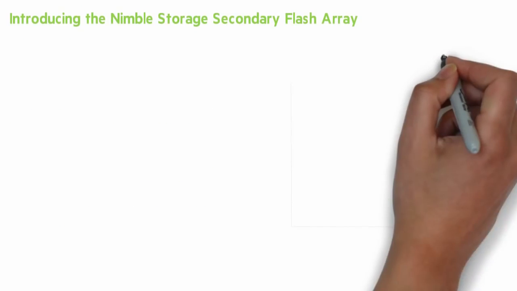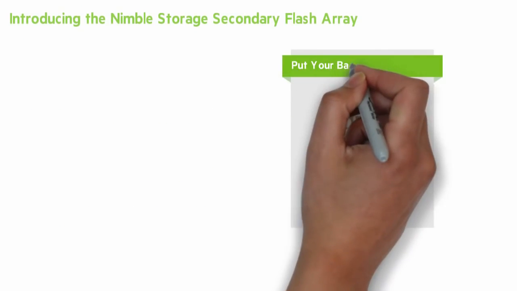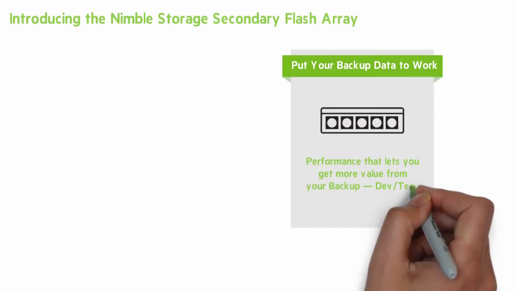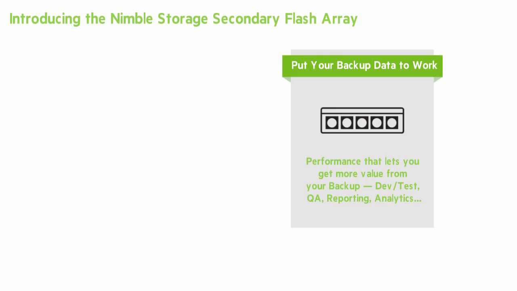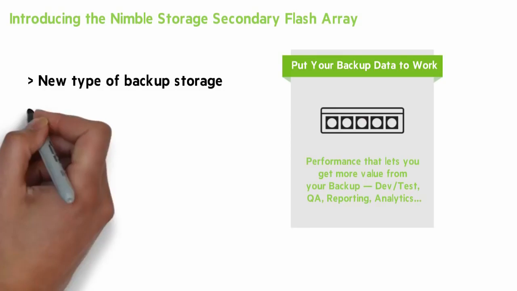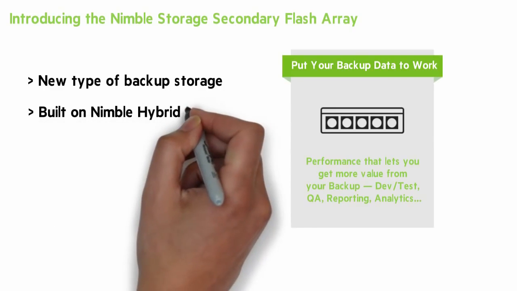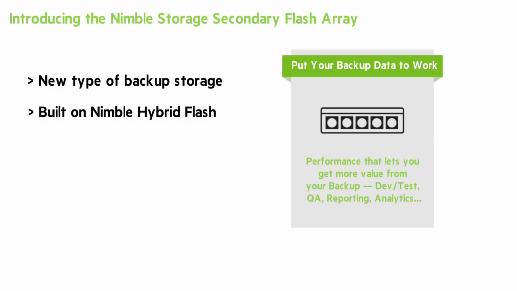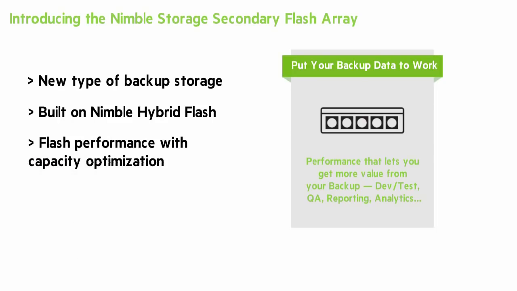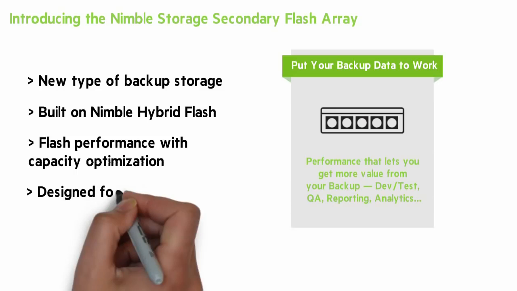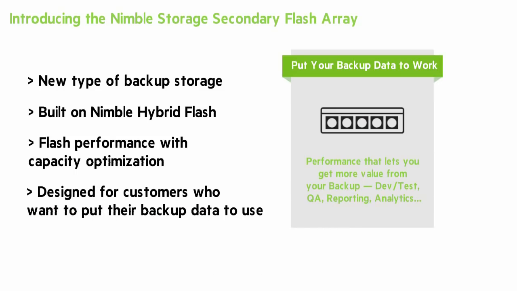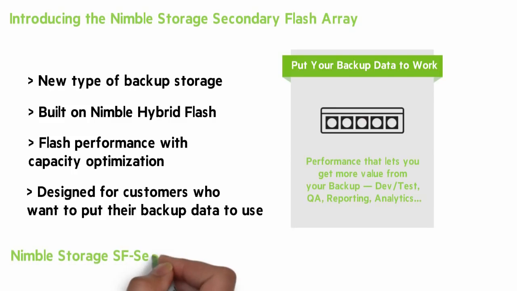The SFA enables you to put your backup data to work, with performance that lets you get more value from your backup, for dev and test, QA, reporting, analytics, and more. It's new in the way it meets emerging needs within the backup and secondary storage space. It's built on the same innovative hybrid flash architecture as other Nimble arrays. It effectively combines flash performance with built-in inline deduplication and compression to get the most out of your capacity. And the SFA is designed for customers that want the ability to run real workloads on their secondary storage.